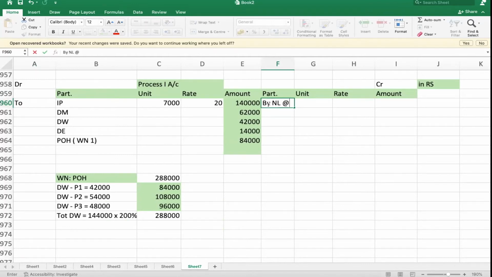Normal loss at the rate of what percentage? 5%. On what? On the production input unit, am I right? 7,000 into 5% comes to the normal loss. 5% on 7,000 is 350 units. 350 units is the normal loss. Any salvage value for the normal loss? Yes, sir, 10 per unit. 10 rupees. Therefore, the salvage value total comes to 3,500.